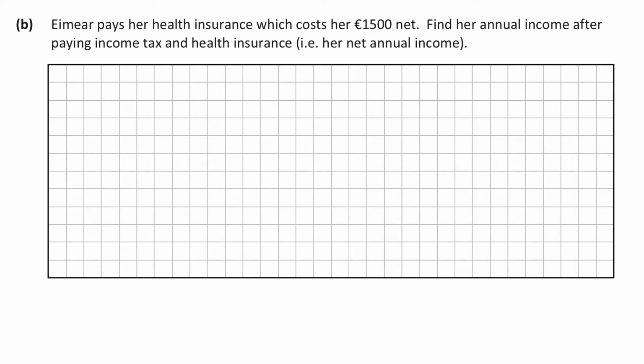So part B. In part B it says Emer pays her health insurance which costs her 1,500 net. Find her annual income after paying income tax and health insurance, i.e. her net annual income. Okay, so what we know so far is we know that she has a total pay of 40,000. Okay, so her total pay is 40,000.